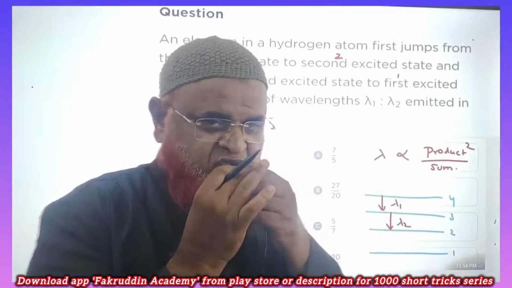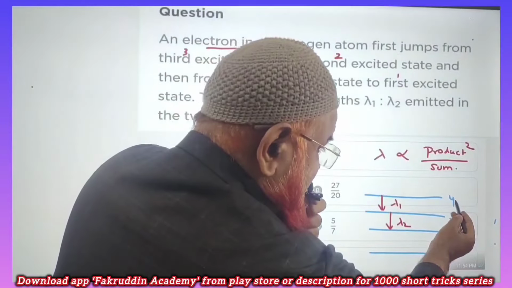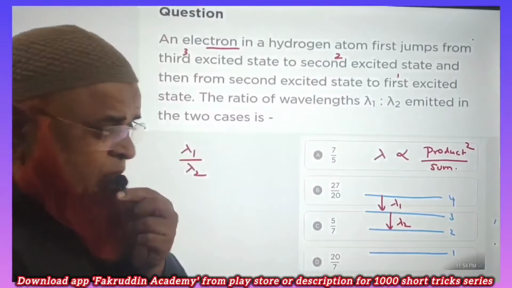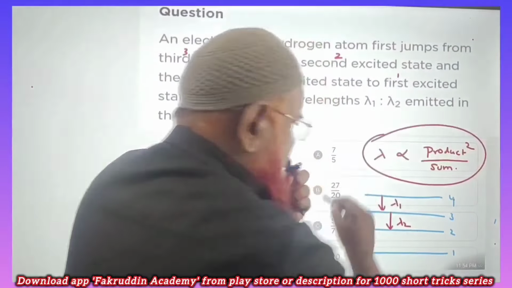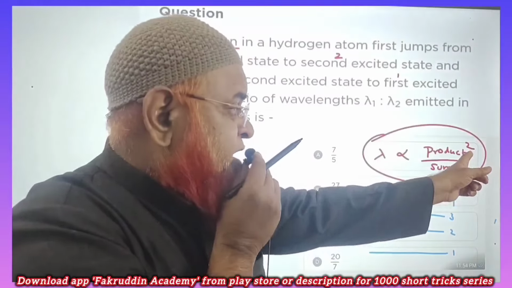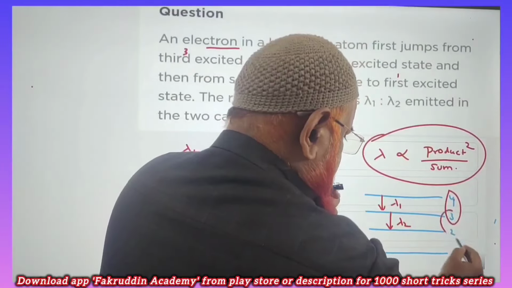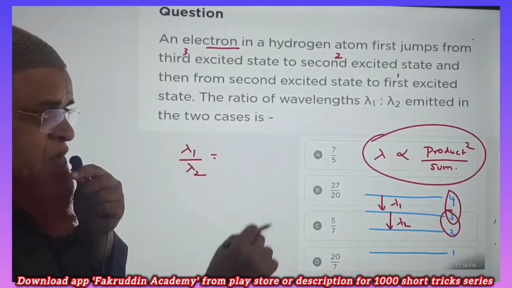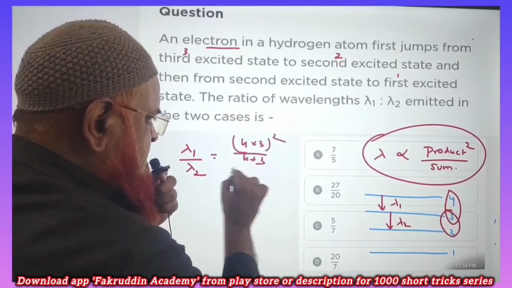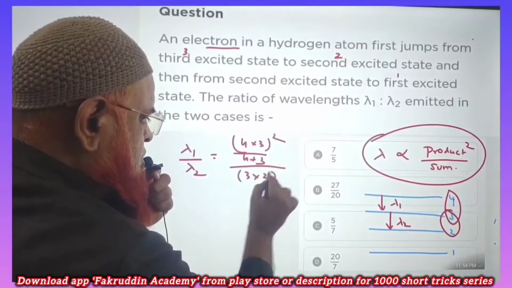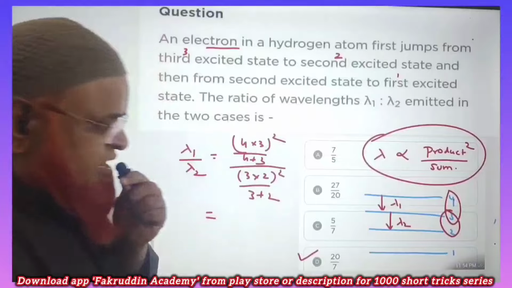My dear friends, see the lengthy methods in the books. Not necessary. I have got a shortcut for you. The shortcut is, you can just see the electron transition takes place from the third excited state to the second excited state, it is taken as wavelength lambda 1, and the second excited state to the first excited state, it is taken as lambda 2. And the shortcut formula for you is, lambda is directly proportional to the product whole square by the sum of the principal quantum numbers. For example, lambda 1 is 4 into 3, and lambda 2 is 3 into 2. So therefore, lambda 1 by lambda 2 is (4 into 3) whole square by (4 plus 3) divided by (3 into 2) whole square by (3 plus 2). If you calculate this, directly you will be getting 20 by 7. If you want, you can check it out.